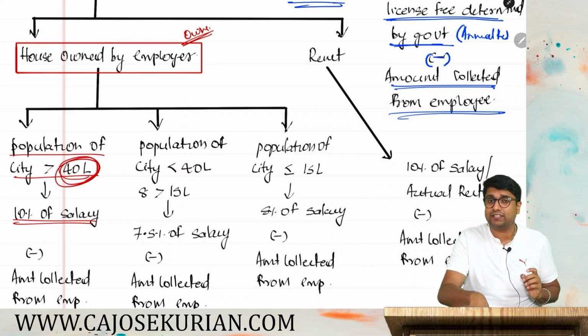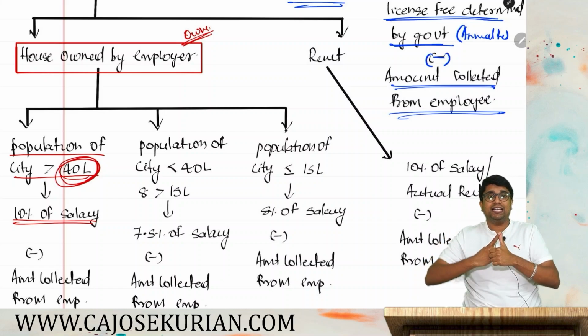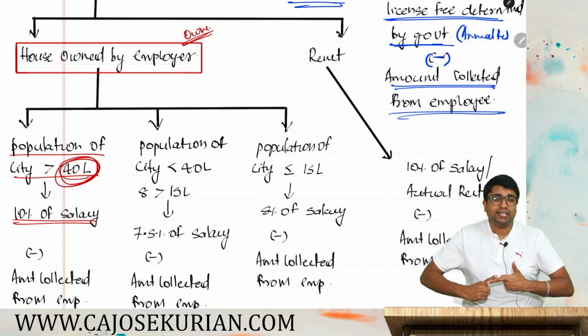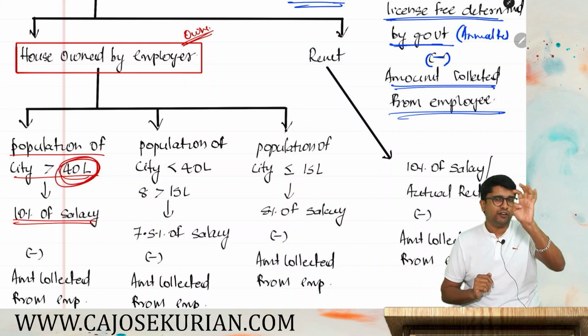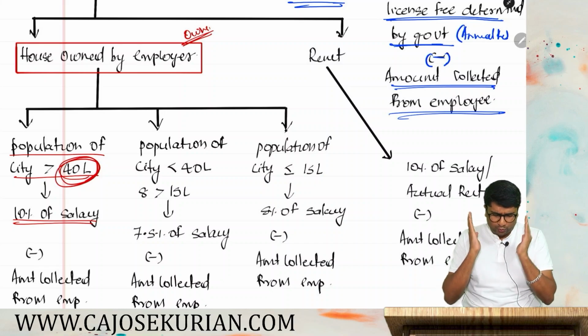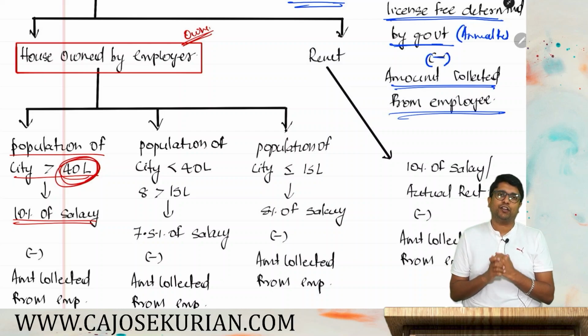So please listen friends, if the house is owned by the employer and it has been given to the employee and the house is situated in a city where the population as per the preceding census is more than 40 lakhs, then what you need to do? You need to take 10% of the salary of that respective employee.